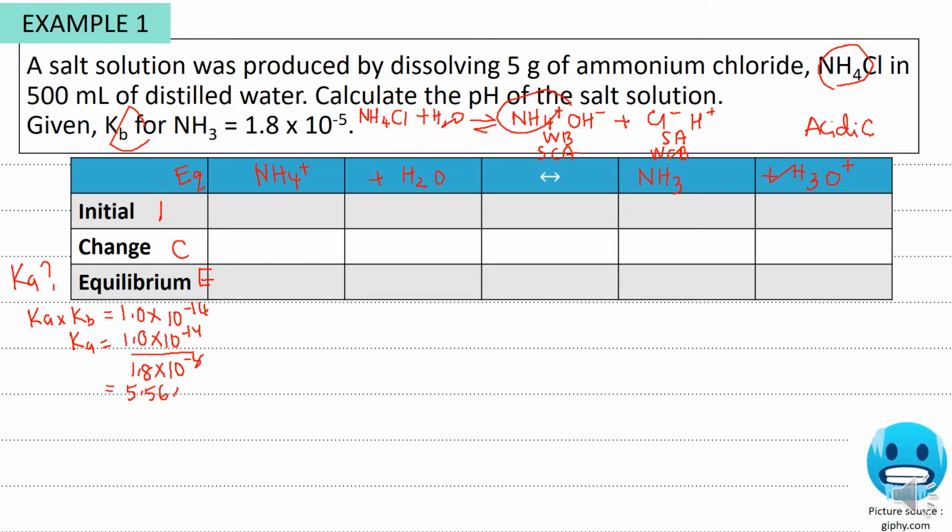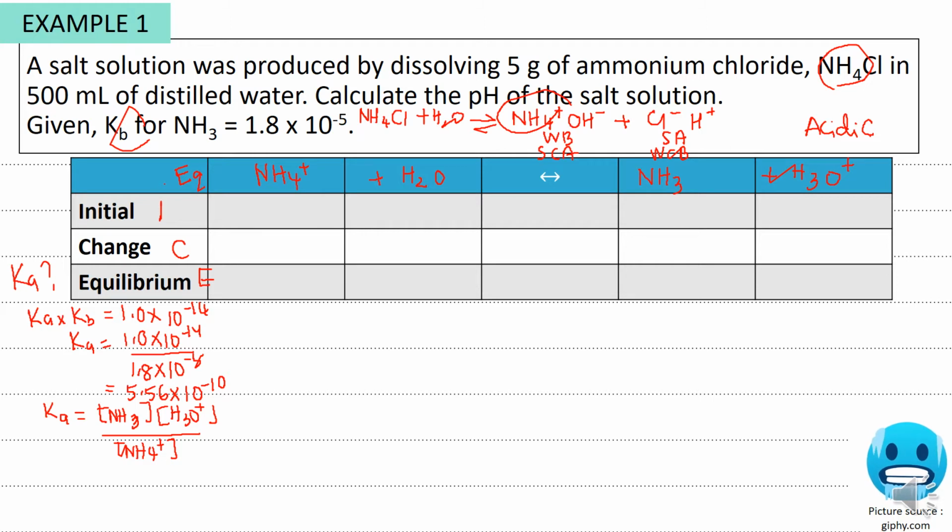Okay, so Ka from the ICE table is product over reactant. The product is the concentration of NH3 times H3O plus, over the reactant NH4 plus, excluding the water. So what we need to fill in here is the concentration in molarity for each of the substances. But you are not given the molarity of the salt, you are given the mass here. So you need to find the molarity.